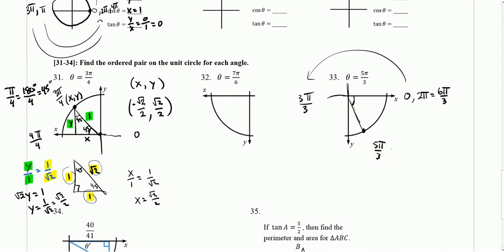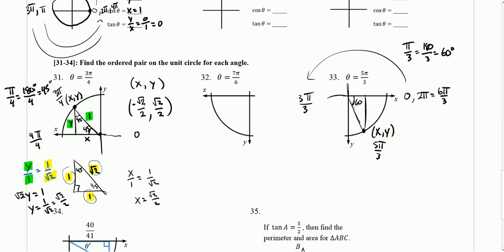And the difference between 6 pi over 3 and 5 pi over 3 is our reference angle, which is pi over 3. You just subtract them. And if you convert that to degrees, you get 60 degrees. And we're looking for x and y.